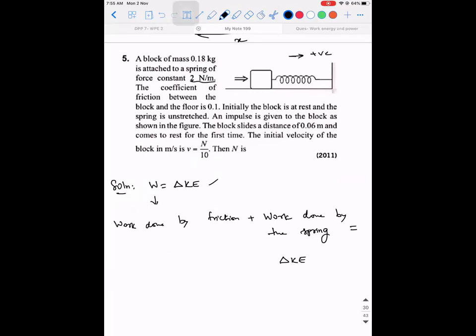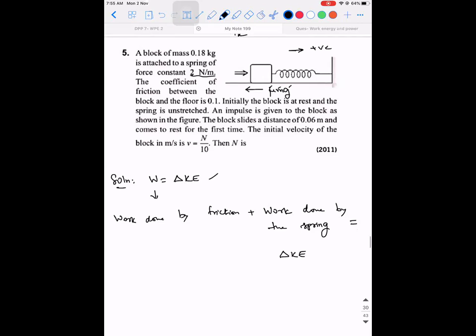So when you take right as positive, what is the direction in which the frictional force is acting in this scenario? Is it acting to the left or right? Friction is going to oppose only. So it is going to be mu mg. Mu is a constant, m is a constant, g is a constant. So what is the work done by friction?